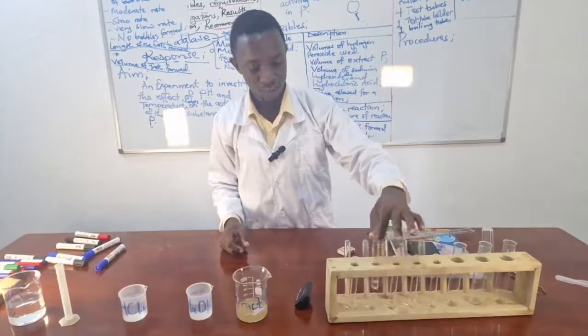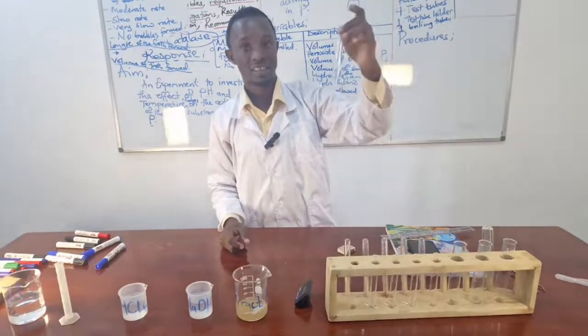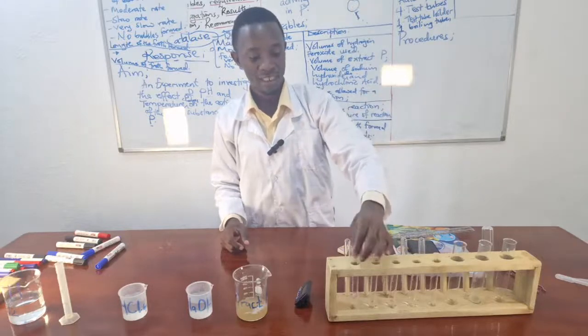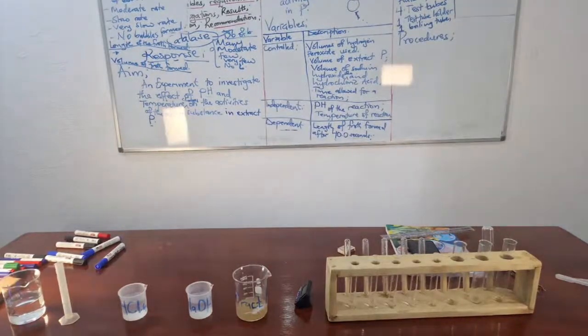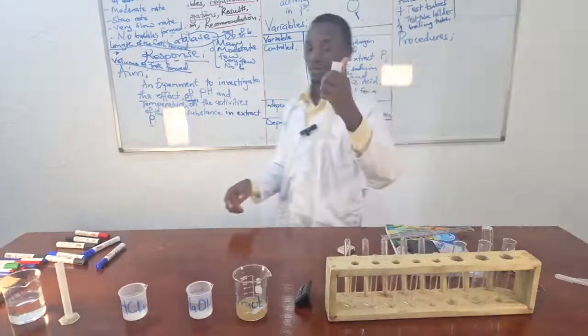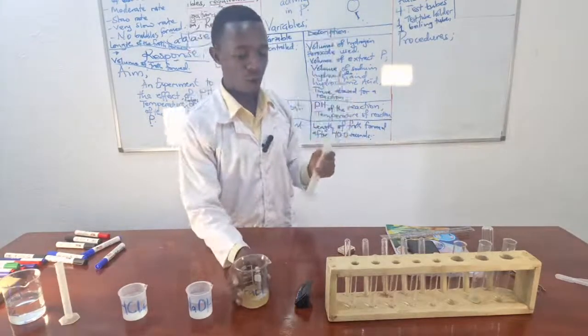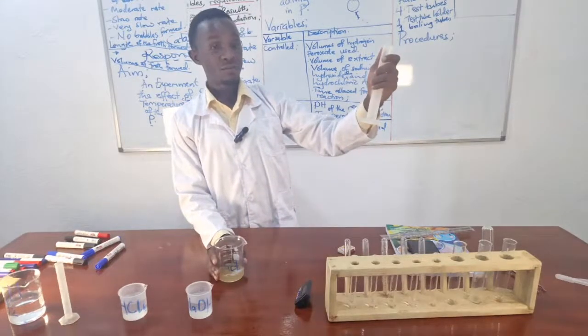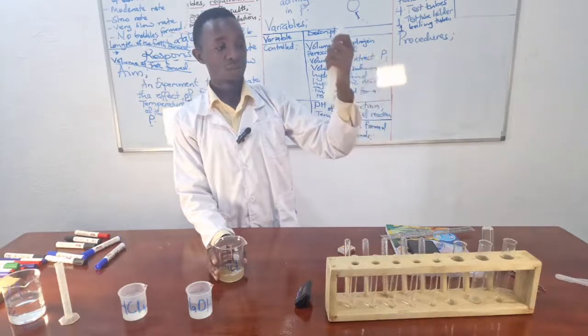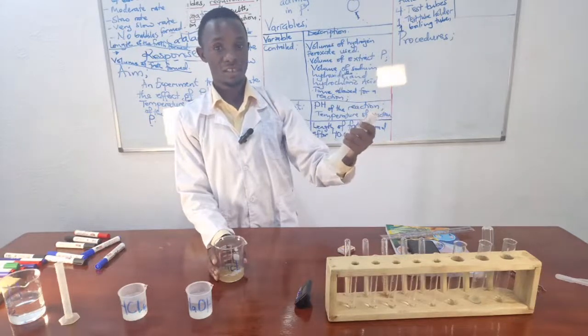In this test tube, we said that this one is going to remain the way it is. I'm just going to add an extract. I'm going to use equal volumes. I'll still use the same volume of the extract. In test tube 1, I will just add a certain volume of the extract. I will still use 2 cubic centimeters of the extract.